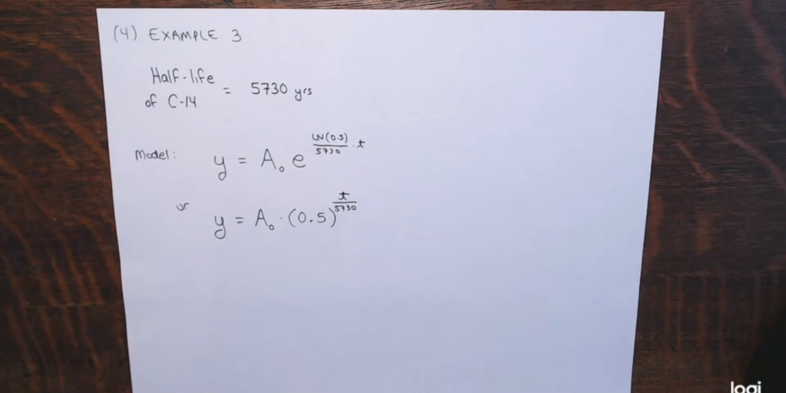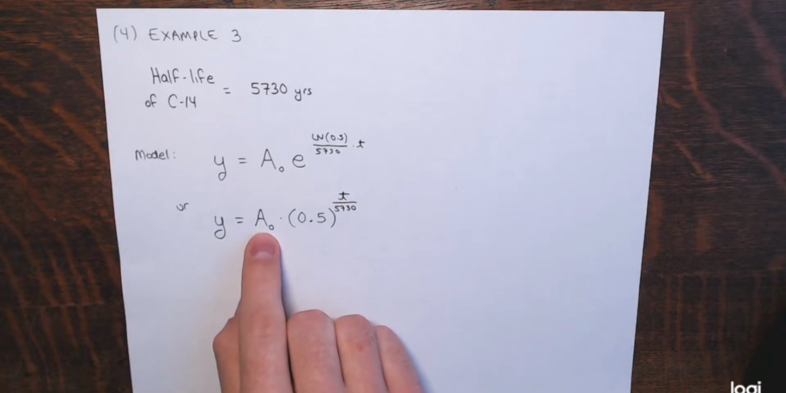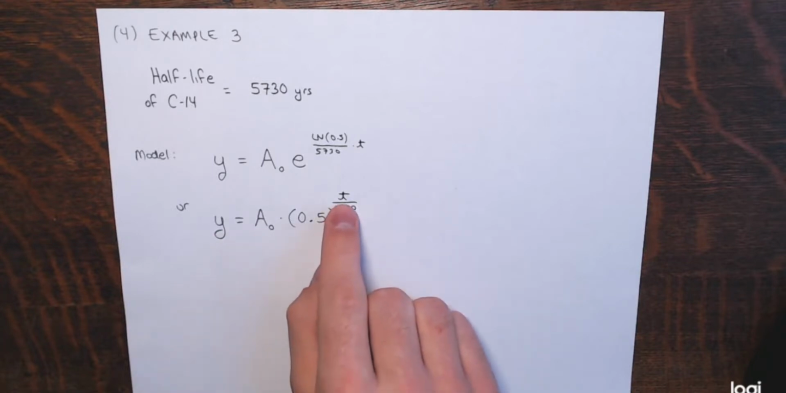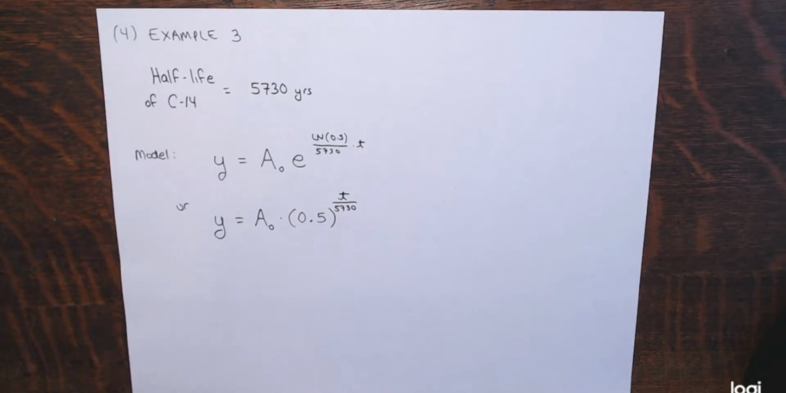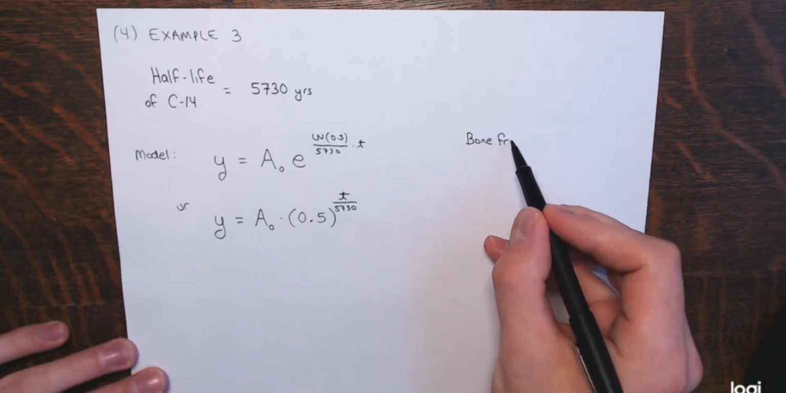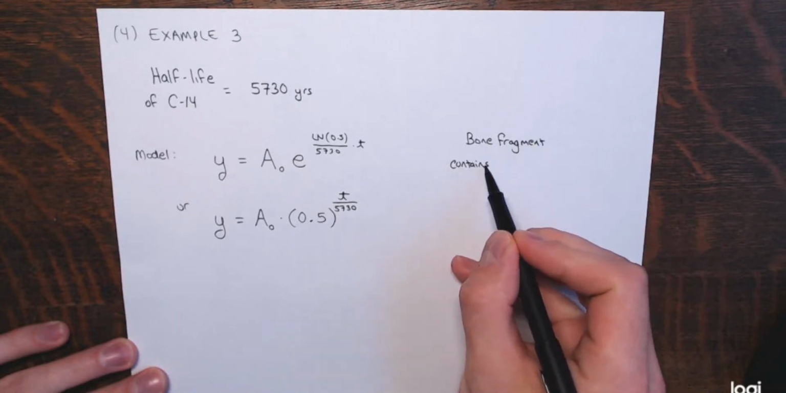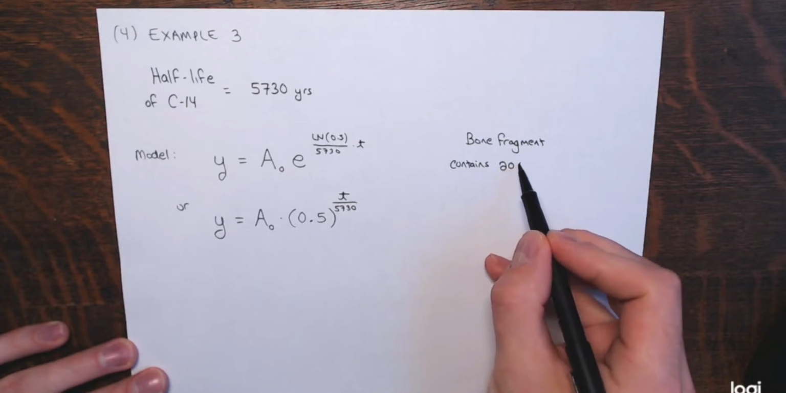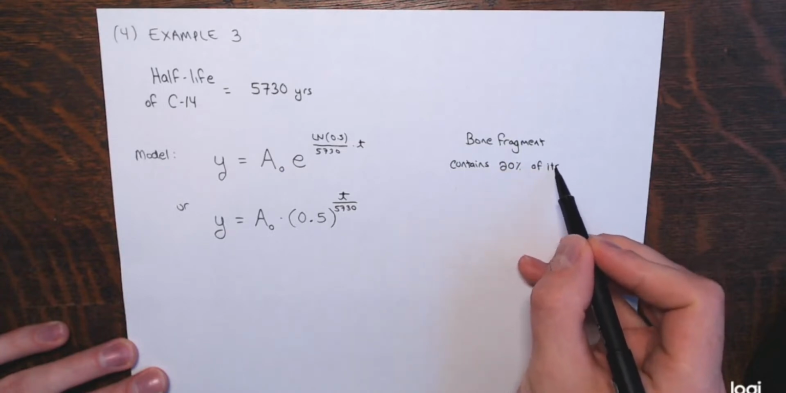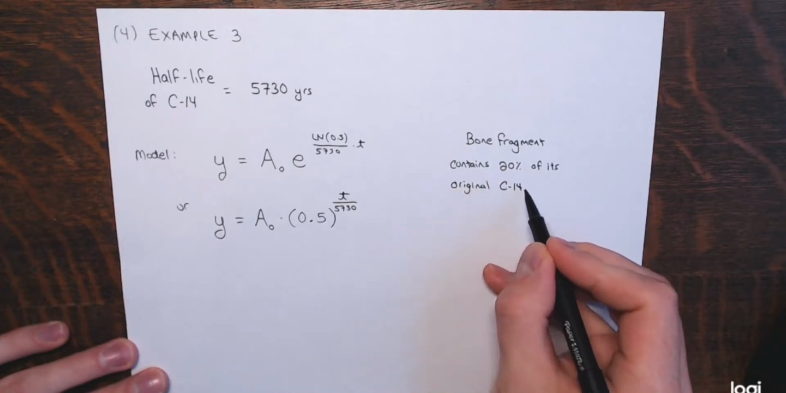And y is the amount of carbon, A sub 0 is the initial amount of carbon-14, and then t is the time in years since that initial amount, since the death of the animal or whatever, since it started decaying. So they say this bone fragment, they know for some reason, contains 20% of its original amount of carbon-14.